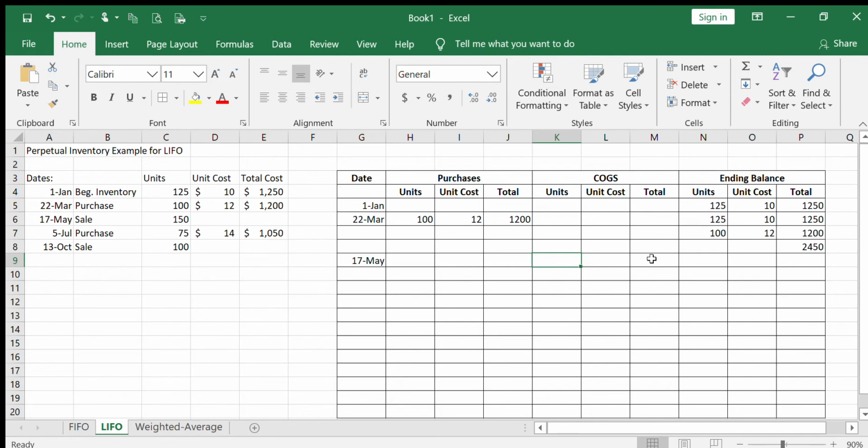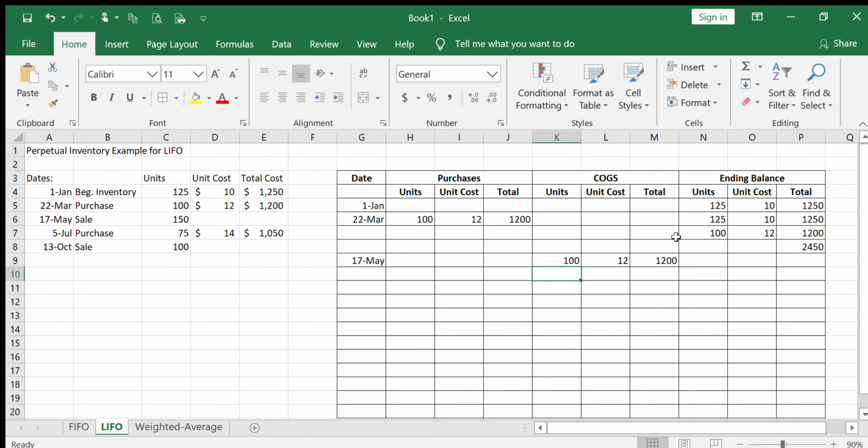We have our 100 units that we bought, and we have our 125 units from our beginning inventory. Since we're doing last in, first out, we're going to use the 100 units that we just purchased first. So we're going to use 100 units there at $12. We're going to multiply those two together to get our total. Then we need 50 more units, because we've done 100 units already but still need 50 more for the sale.